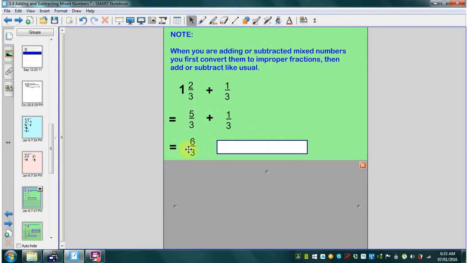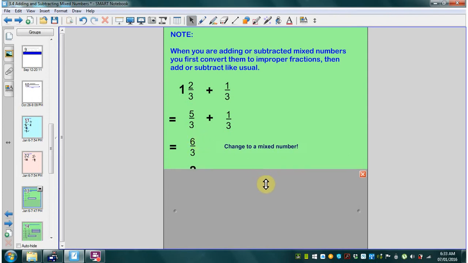Okay, now I want you to write down this little note next to it. Once you have an improper fraction here, you can always change it back to a mixed number, and that's what we'll do because some people consider that a simplified answer. So 6 over 3, we're going to change to a mixed number. How many times does 3 go into 6? 3 goes into 6 2 times with no remainder, so the answer is 2.